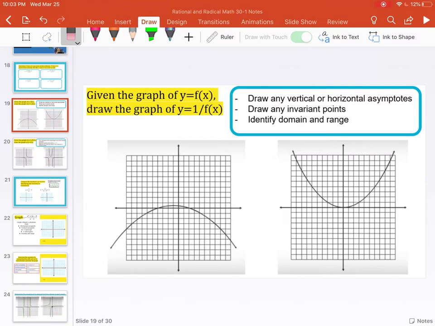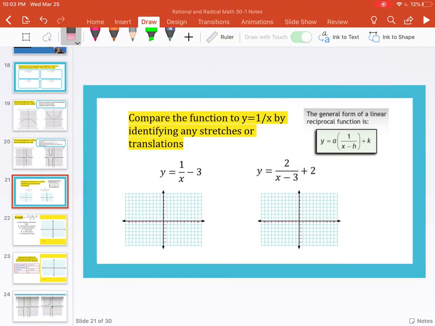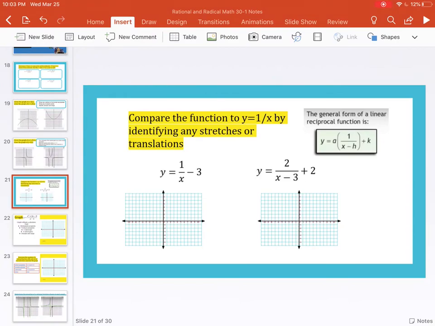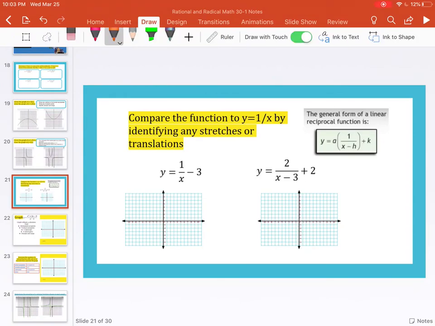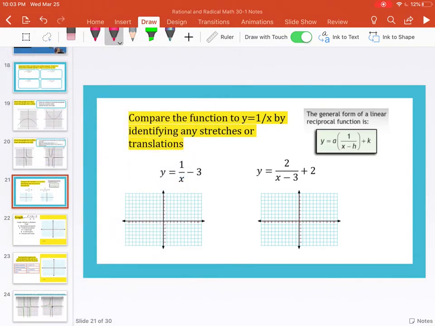If you see any questions in your notes where you're given a graph and you need to draw the rational for that graph, or if you're given a rational graph and you have to draw the original graph, the reciprocal of it, you can skip those as well. So we're actually going to just start with transformations. With transformations, the same rules apply as every other transformation we've done.